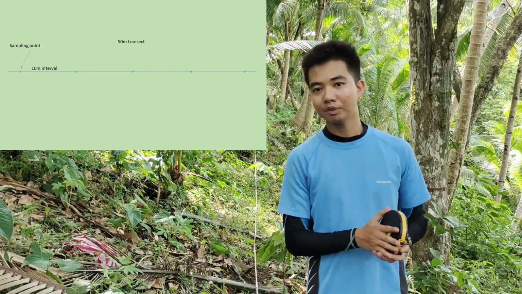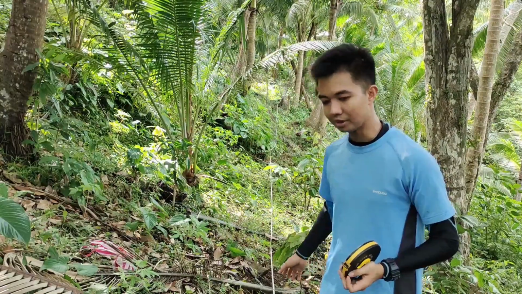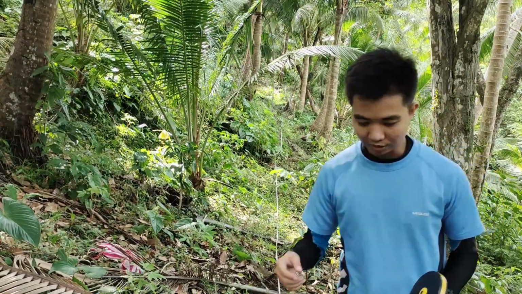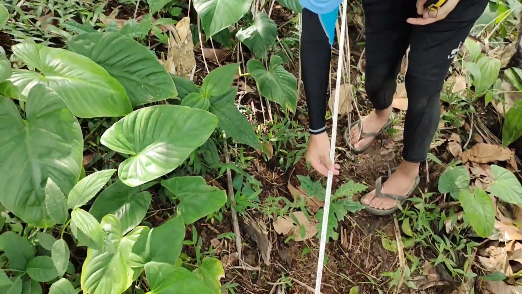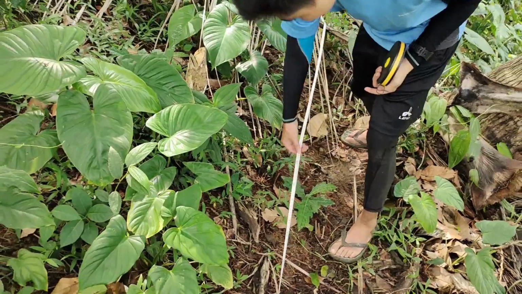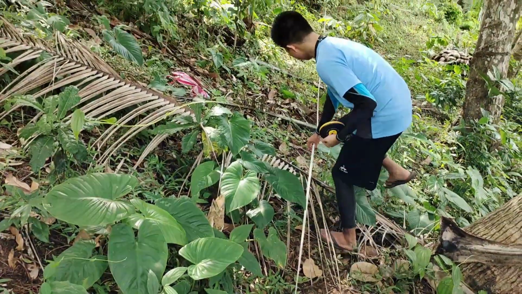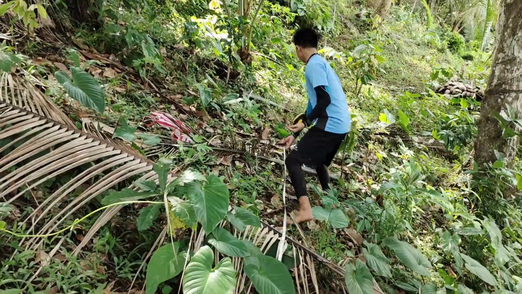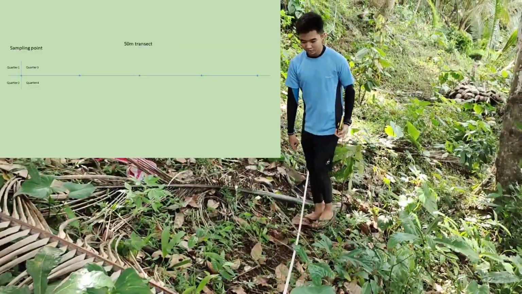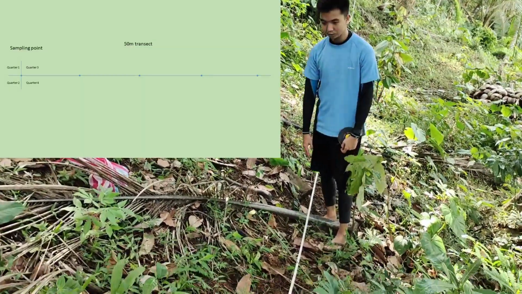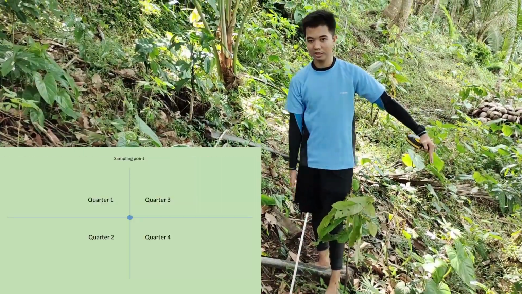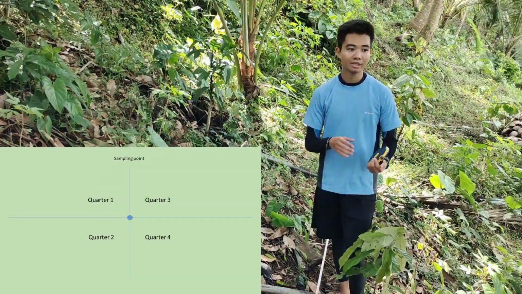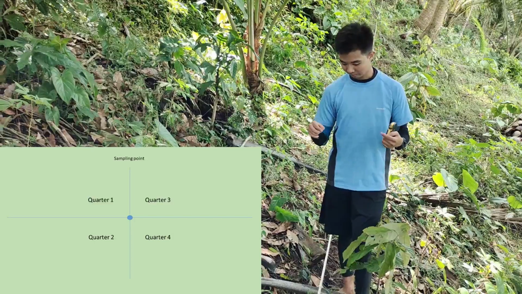Okay, so after establishing these sampling points, the next thing that we're going to do is to find that sampling point. Say for example, we're going to have it in the first sampling point. So the first sampling point will be here. What we're going to do is to divide this into 4, and after dividing it, we're going to measure the nearest and biggest tree in each quarter.